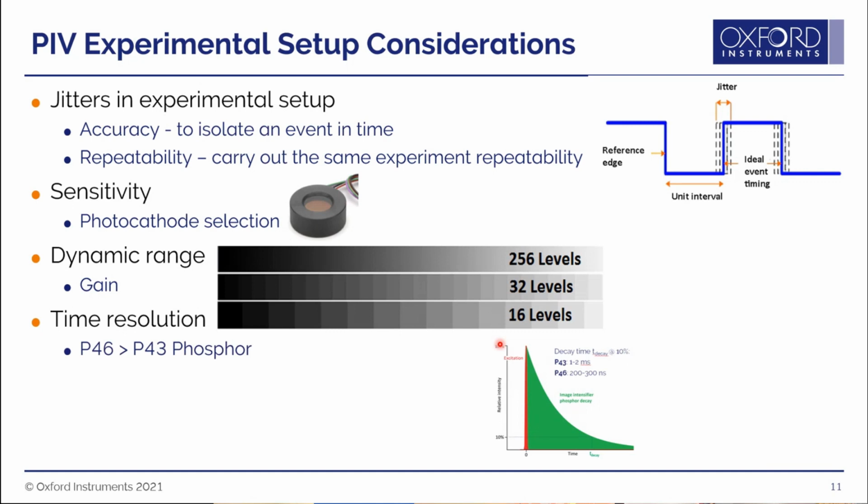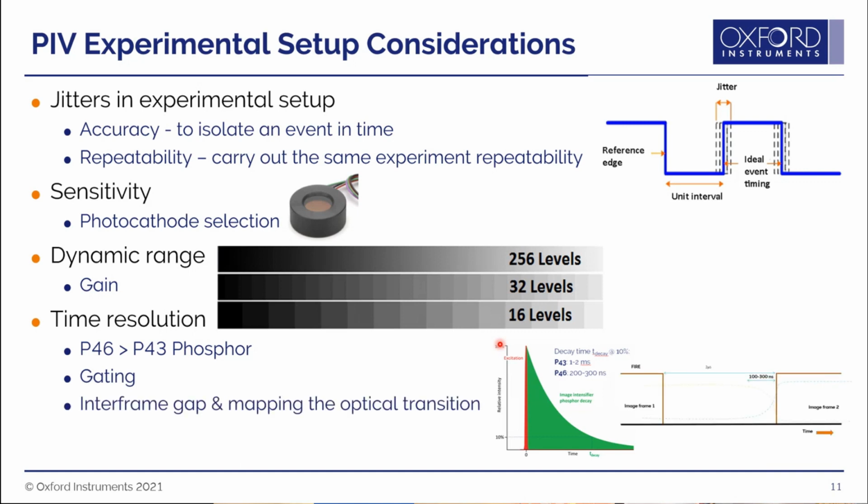In terms of time resolution, obviously the phosphor choice you go with is very important, as well as the gating and the gate width you go for. And then obviously the interframe gap: if you're trying to do really short time periods between your imaging, then minimizing this interframe gap and mapping out this optical transition could be a really good way of getting the most out of your experimental setup.